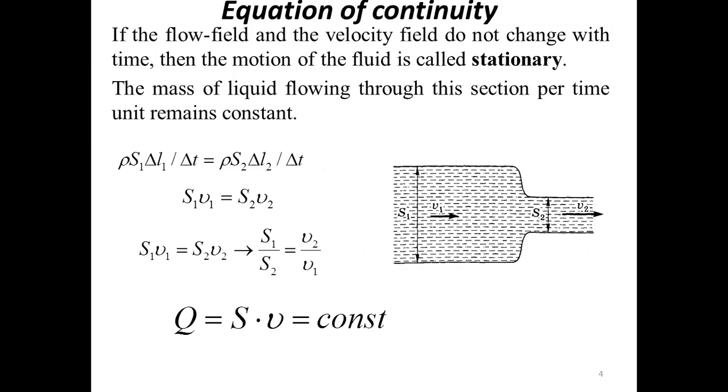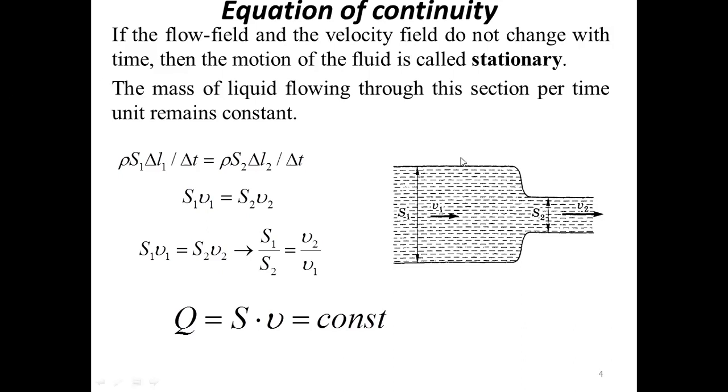Then the motion of jet continuity is of great significance when we consider hemodynamics. If the fluid field and velocity field do not change with time, then the motion of our fluid we call stationary. For stationary fluid, the mass of liquid flowing through the considered section of the vessel per unit time remains constant.